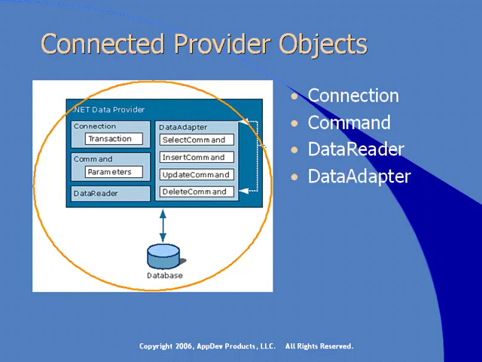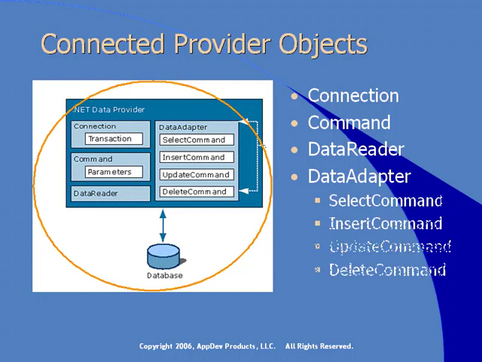The data adapter, which you see over on the right side of this chart, is a very interesting and useful object that you have. I mentioned it earlier. The data adapter actually has 4 different commands in it that it encapsulates. There's a select command, insert command, update command, and delete command. Each of these commands have their own individual connections to the database. They could all be connecting to the same database or even to different databases.